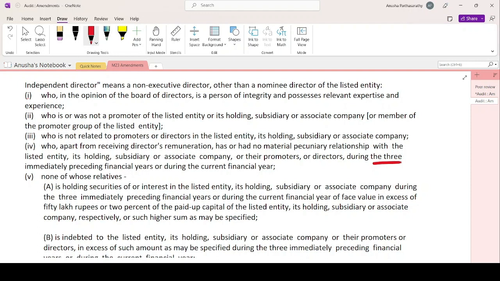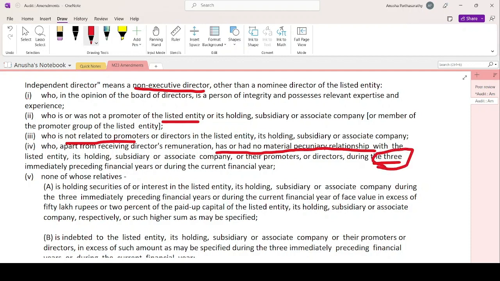Independent director means a non-executive director other than a nominee director of the listed entity, who in the opinion of the board of directors is a person of integrity and possesses relevant expertise and experience, who is or was not a promoter of the listed entity or its holding, subsidiary or associate company. Fine. Now, who is not related to promoters? He is not a promoter and not related to a promoter of either the listed entity or its holding, subsidiary or associate company, who, apart from receiving the director remuneration, has or had no material pecuniary relationship with the listed entity or its holding, subsidiary or associate company, or the promoters or directors during the 3 immediately preceding financial years.